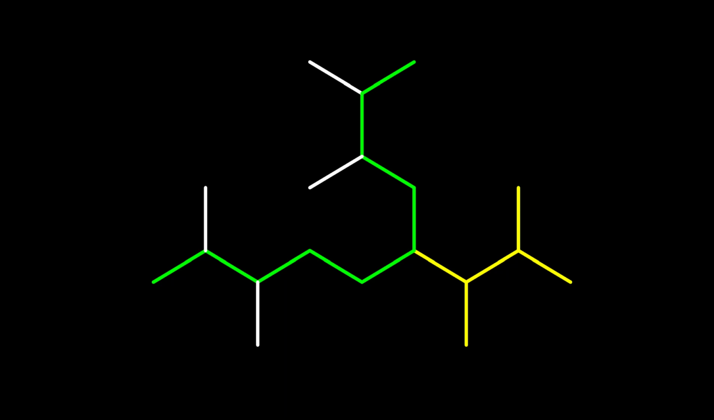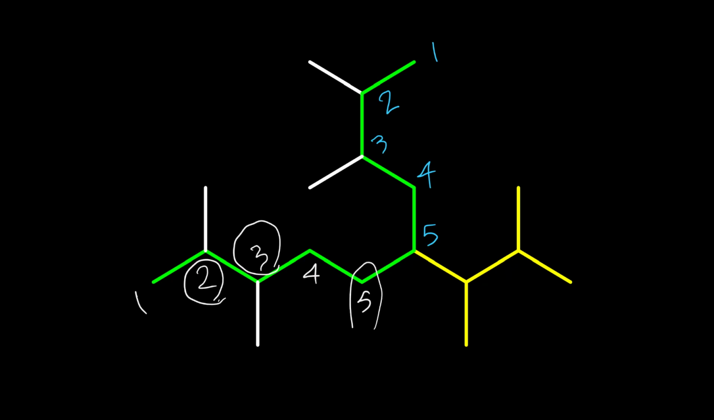So in this molecule, the parent chain is green. If I start from here, the second, third, and fifth carbons have substituents. And if I start from the left side, the second and the third carbons are similar and they have substituents. But on the fifth carbon, we don't have any substituent. So we need to continue with the blue numbers, not the white ones. So we actually made a decision based on the third group.